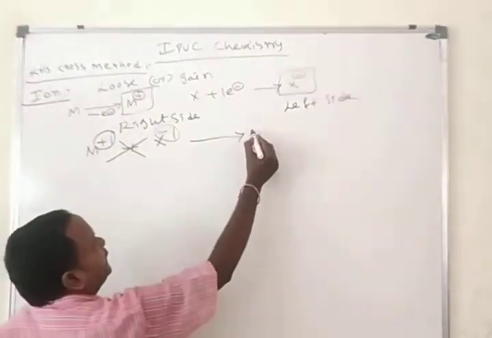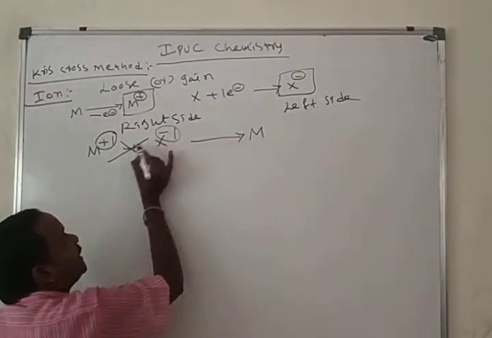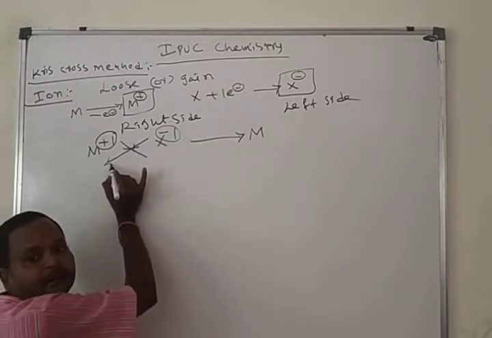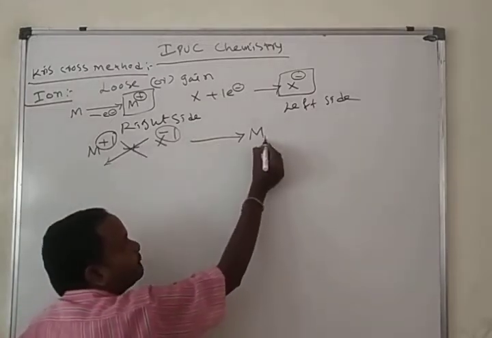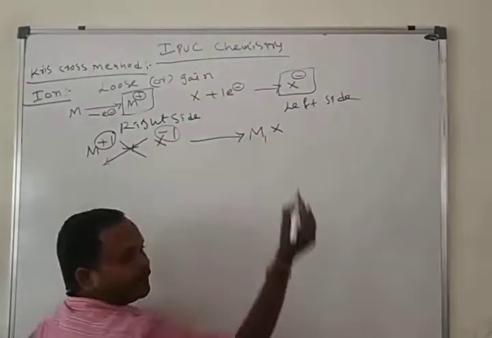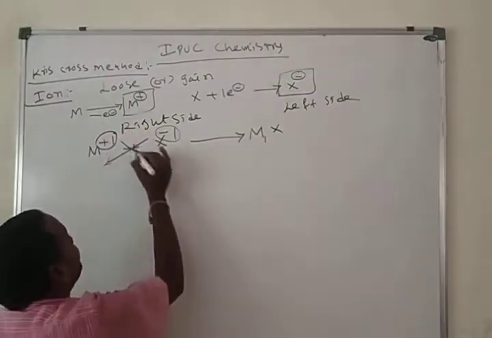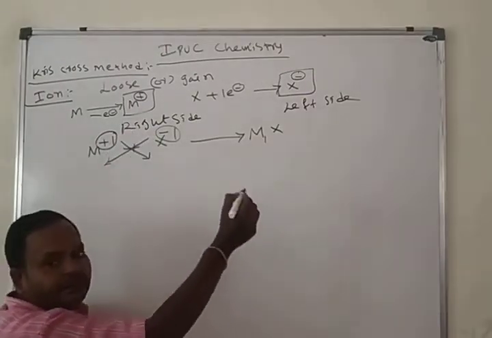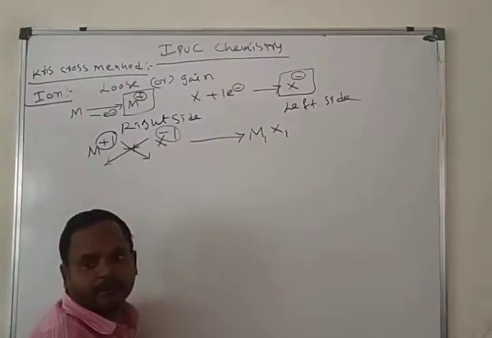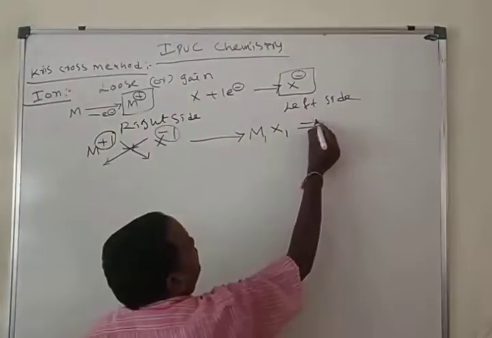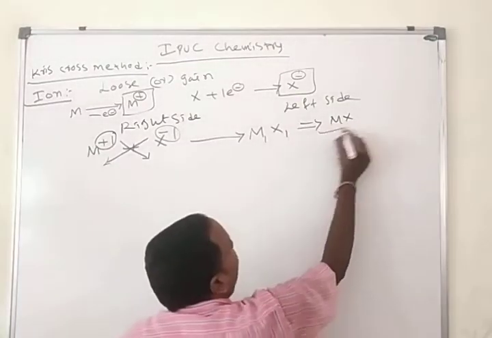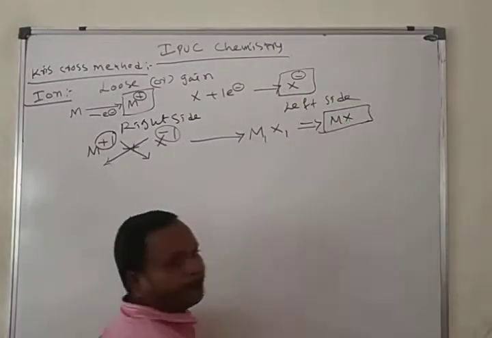Here M, cross method. You write here the charge of the anion. What is the charge of the anion? 1. Then X. What do you write here as the subscript of X? The charge. M1X1 means, leaving the 1s, you write only MX. This is the chemical compound.